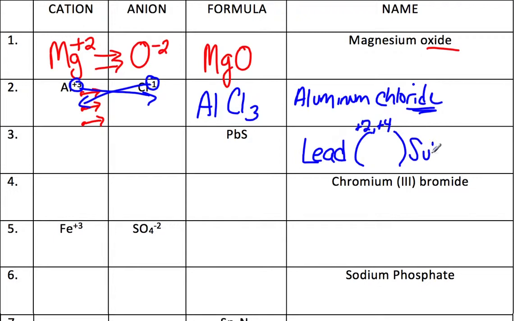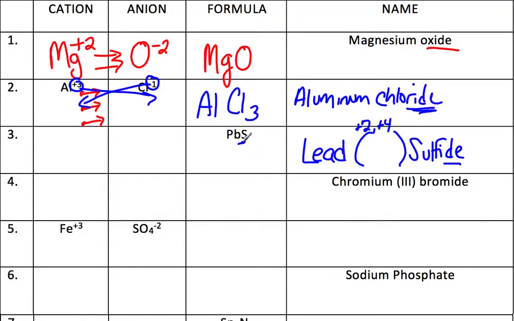But we do know it's hooking up with sulfur, which is just normal old sulfur on the periodic table, so it's sulfide in the name. It's not sulfate. It's not oxygen bonded to it. It's not a polyatomic. It's just normal old sulfur, which turns into sulfide.